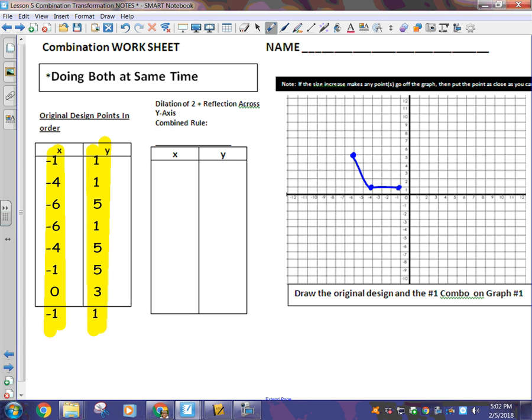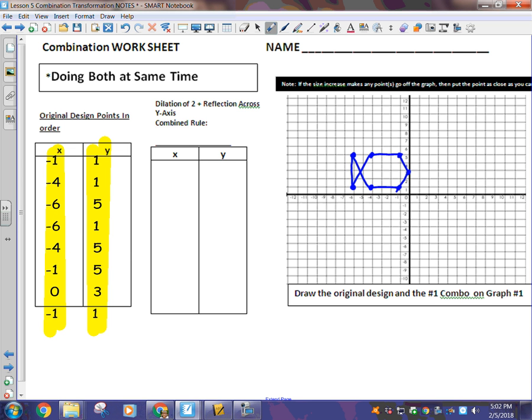Then I'm going to have -6 up 1. -6 up 1 is right here. Again, the last point, I'm going to connect it. -4 up 5 is up there, connecting it. -1 up 5 is up here. And then 0, 3 is here, connecting it, and I'm going to repeat the first point as my last point, and I'm back to -1, 1. Now I hope that you can see that we have a fish, a real simple, boxy looking fish.